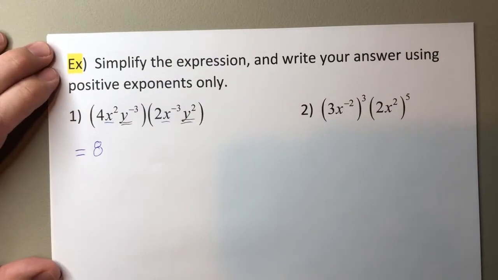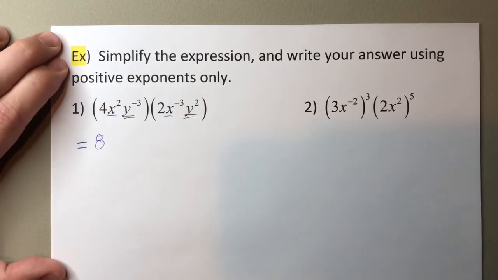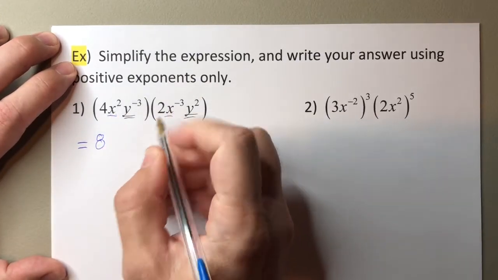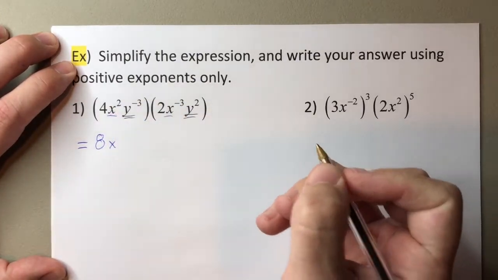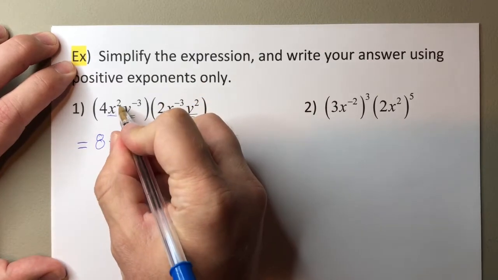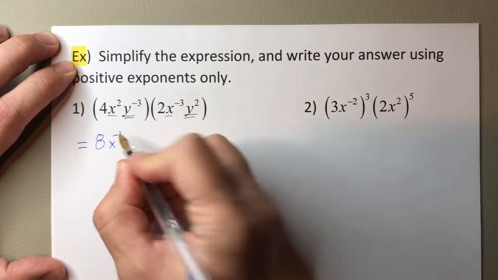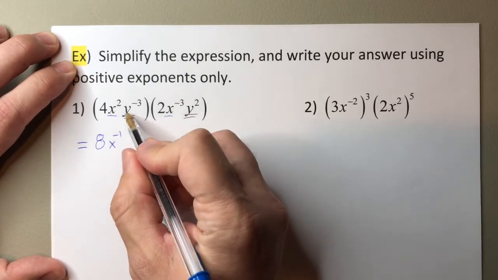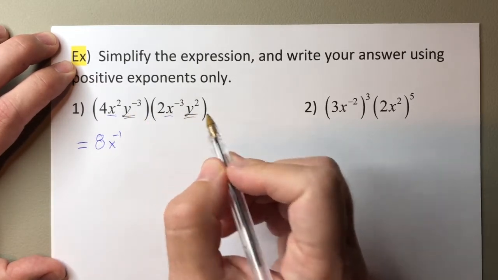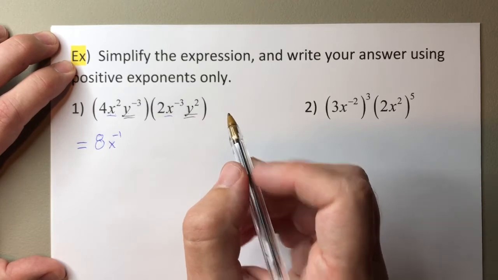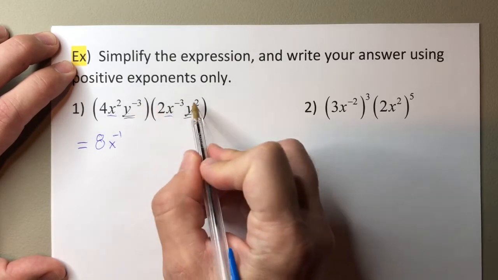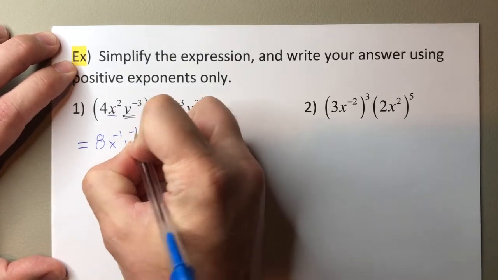All right, so what do we do when we multiply like bases? When we multiply like bases, we add the exponents. So you get x to the negative 1. Why? Because 2 plus a negative 3 is negative 1. So x to the negative 1. Moving on, the final pair of like bases here would be the y's. So again, add exponents. Y to the negative 1.